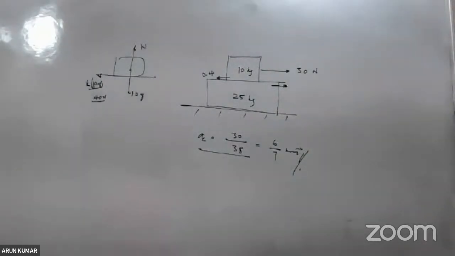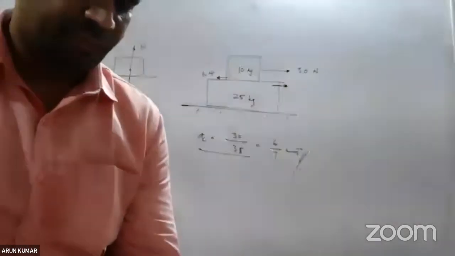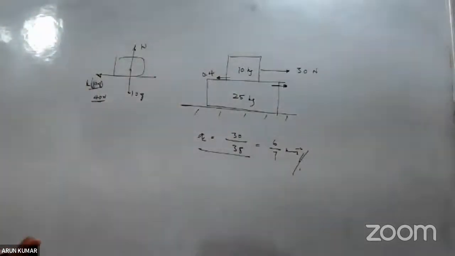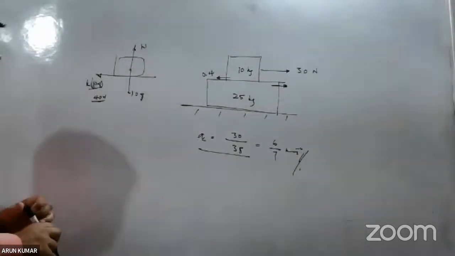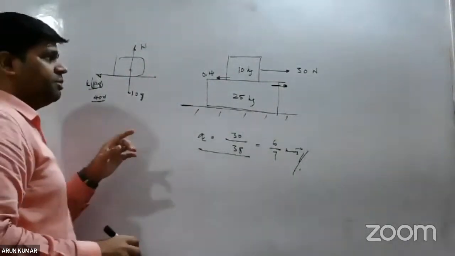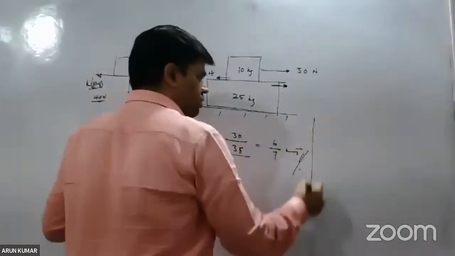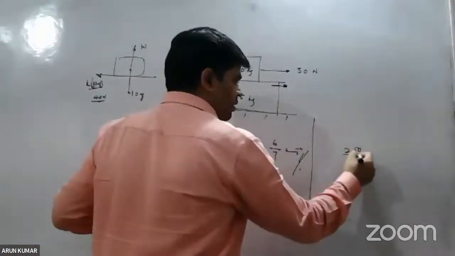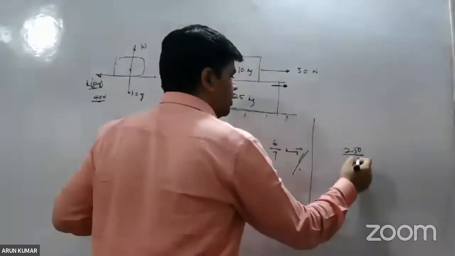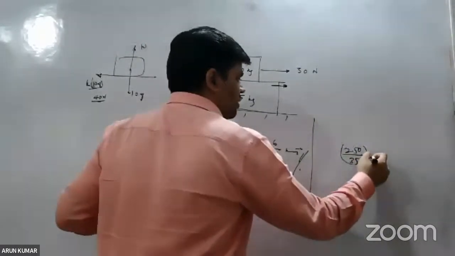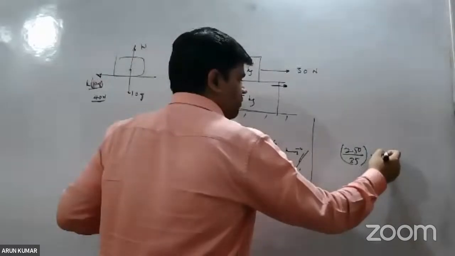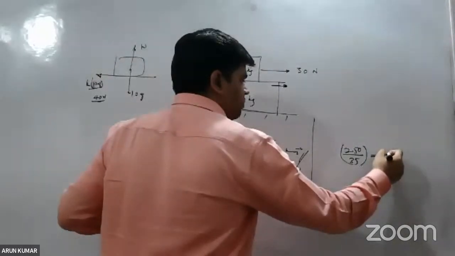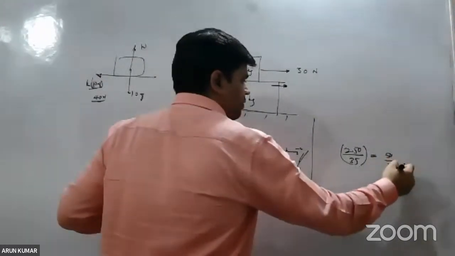Now next force applied is 250 Newton. If force is 250 Newton, in that case, what's the common acceleration if at all they move together? 250 by 35. 50/7, sir.